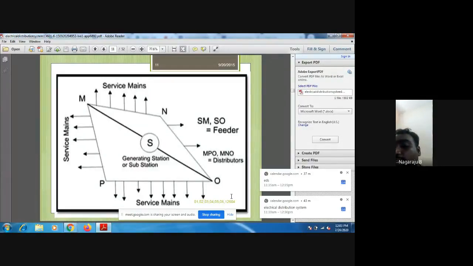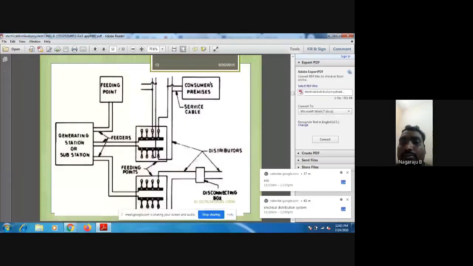Distributors are nothing but MNO and MPO, these are the distributors. So through the distributor, you can have the service mains. From the service mains to the consumer energy meter, and from the energy meter to the different types of loads. Clear? So this is about the layout of the connection.